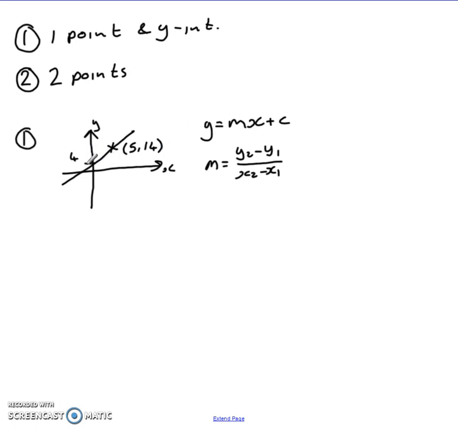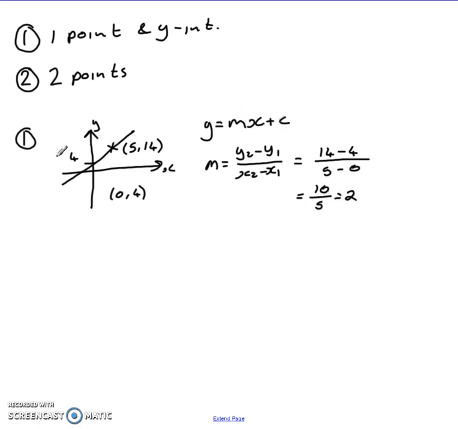But that is also the coordinate of a point, because for every point we need an x and a y, and up and down here on the y-axis, the x part of our coordinate is always 0. So we actually have a second coordinate of 0, 4, which we can plug into the gradient formula. y2 minus y1 gives me 14 minus 4 over x2 minus x1, which is 5 minus 0. 14 minus 4 is 10, 5 minus 0 is 5, so I get a gradient of 2. So my line slopes up with a gradient of 2.